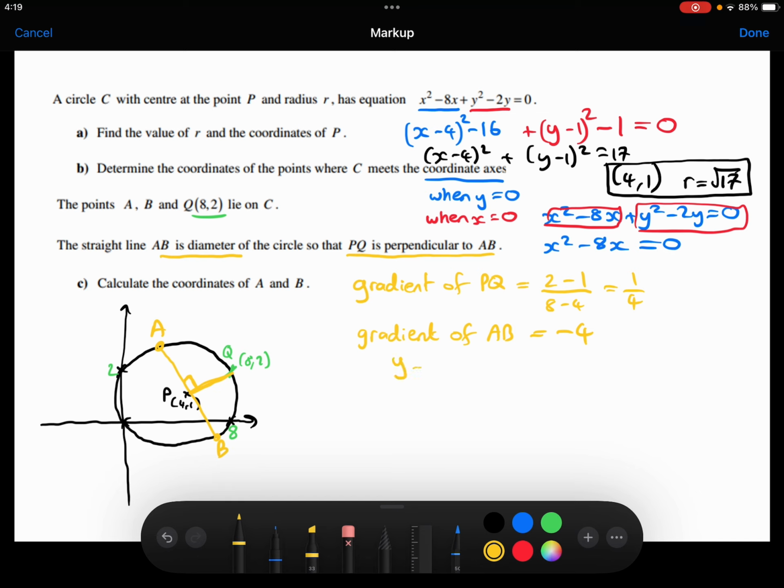I can now say y equals -4x plus c. And I know this line goes through point P, the centre of the circle. So I'm going to substitute the coordinates (4, 1) in here. So 1 is equal to -4 times 4 plus c. So 1 is equal to -16 plus c, so c is 17. And we've now got the equation of the line AB, which is y equals -4x plus 17.